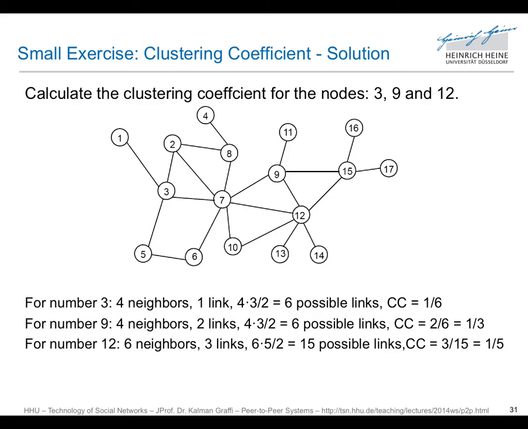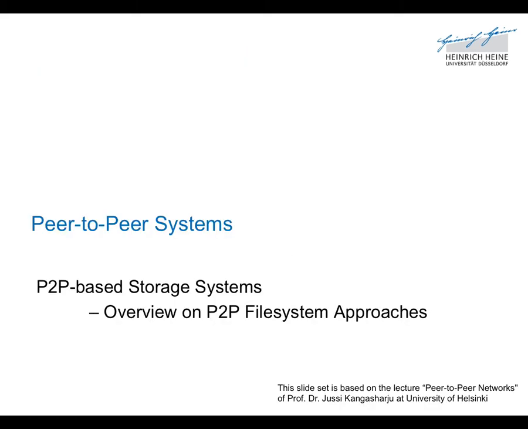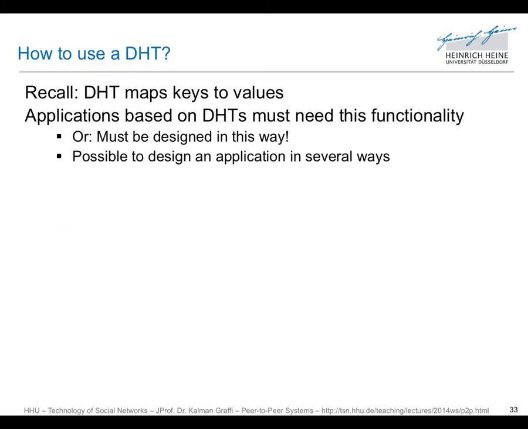Okay. Coming to the second point that I want to talk about today, it is about storage systems. So what are storage systems? Because up to now, we had only DHTs, so distributed hash tables, and of course we had also unstructured networks, which are not DHTs, which do not map keys to values, which just allow you to search.